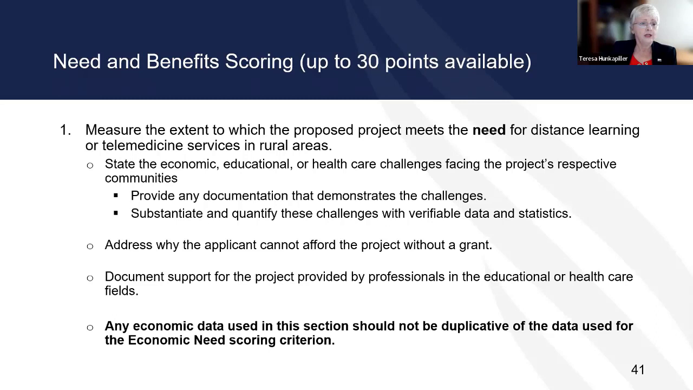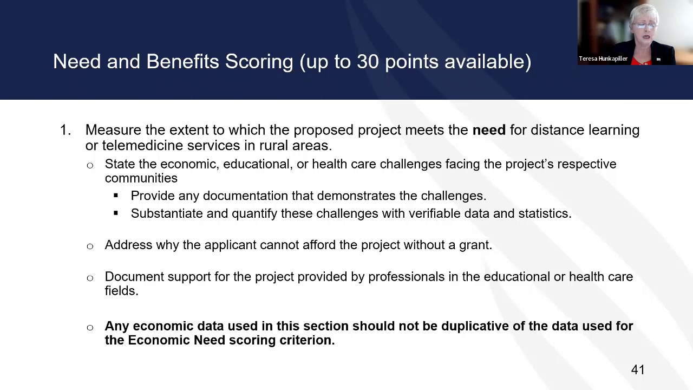The needs and benefits, scoring up to 30 points available. This is an area that is subjective. Everything else we've covered was objective. You can actually go and find what your score is going to be by following the instructions we gave you. This is where you can make your application shine and stand out from other applications. This does not need to be lengthy, but you need to tell us the economic, educational, or health challenges facing the community that you're going to serve. You do not need to repeat any economic statistics that are accurately picked up or reflective in the economic needs SAIT score. But if there's something above and beyond that, tell us what it is and how you're addressing it and what the challenges are, and provide documentation that demonstrates these challenges and substantiate and quantify these challenges with verifiable data and statistics.